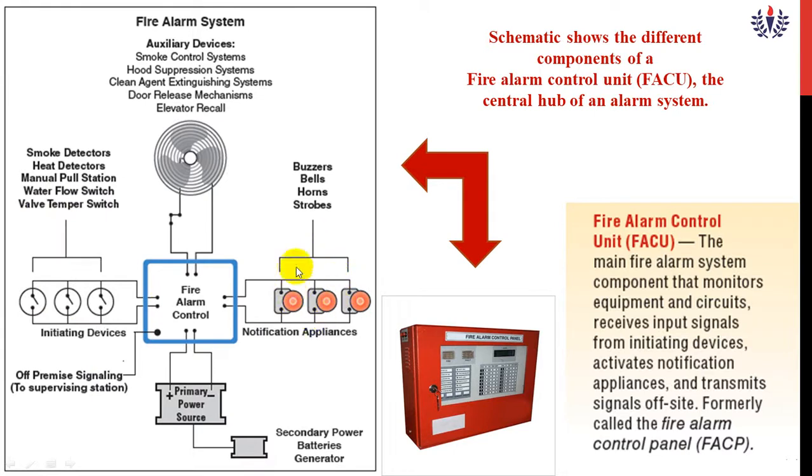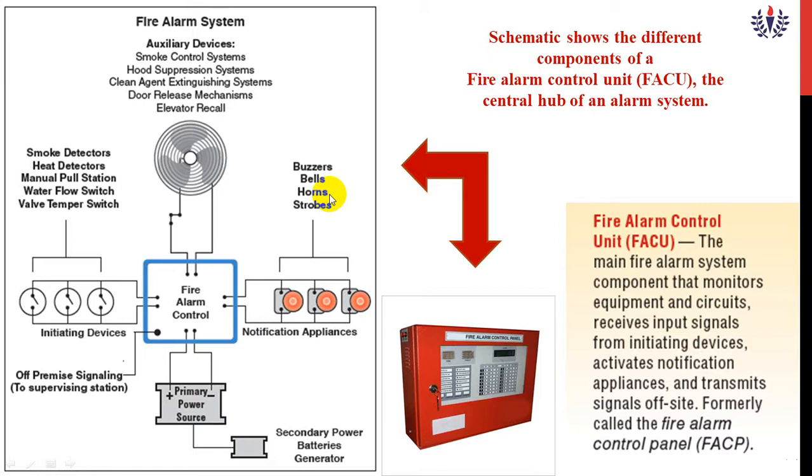Then we produce the output signals that activate audible and visual alarms. Audible means there is a notification of alarm. The input will be an initiating device, and the output will be the notification appliances. Notification appliances will be buzzers, bells, horns, or strobes. The buzzer gives a signal, and the bell also gives a signal, but the time delay is somewhat higher.